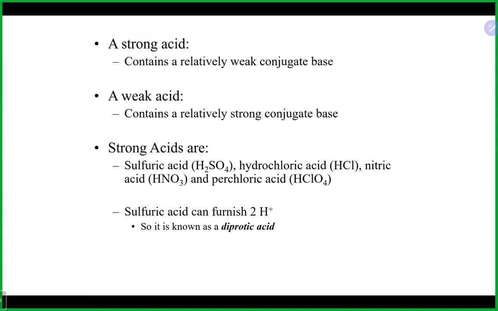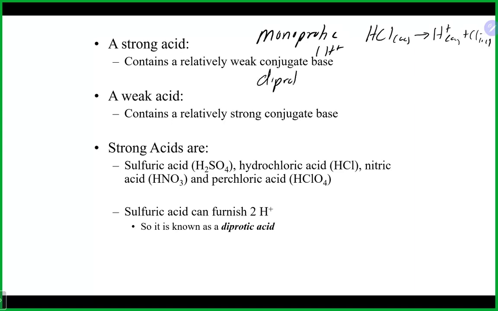Now, there are some acids that can give away 2 hydrogens, some acids that can give away 3 hydrogens, and there's ones that can give away just 1 hydrogen. So these are sometimes referred to as being monoprotic, which is 1 hydrogen given away. Like hydrochloric acid is a monoprotic acid. It releases 1 hydrogen in solution.